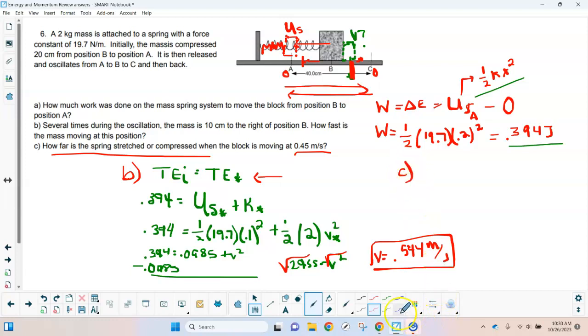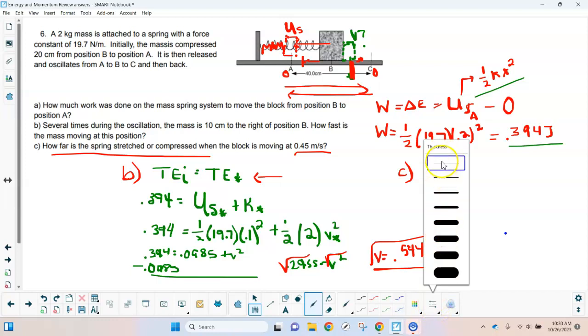Let me change color so it looks a little different. Okay, try to make it a little thinner as well.